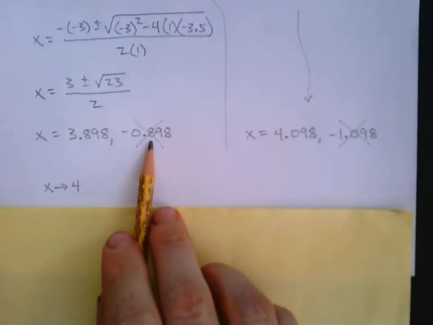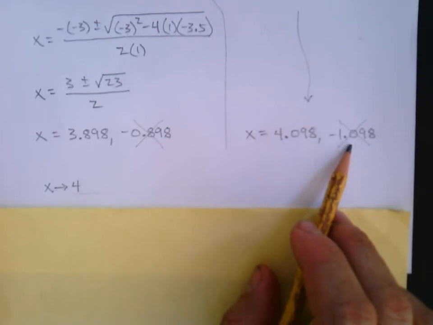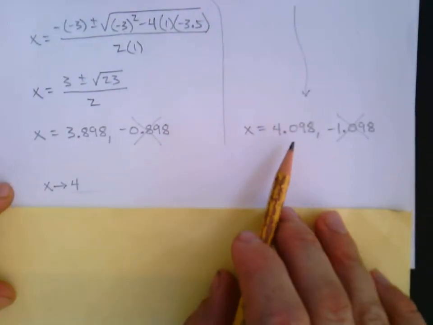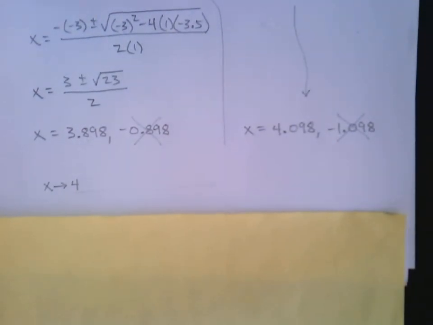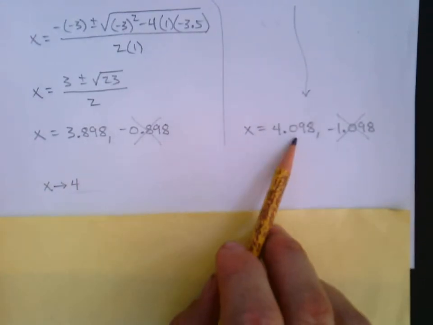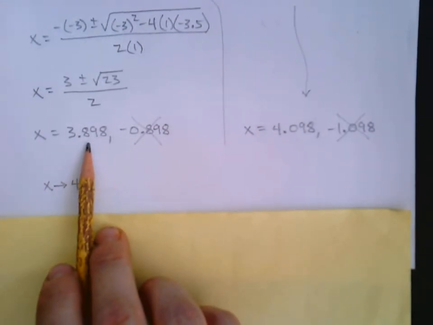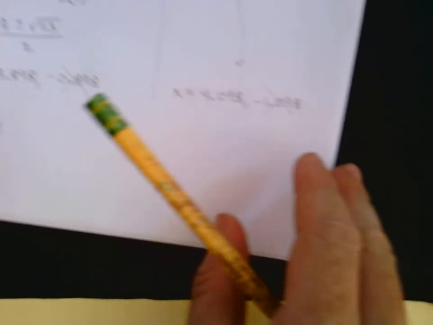So we can just ignore the negative 0.898 and the negative 1.098. Focus on the numbers that are very close to the 4. One's a little bit lower, one's a little bit higher. That makes sense. This came from the lower boundary, this from the upper boundary. Okay, where to go from there?